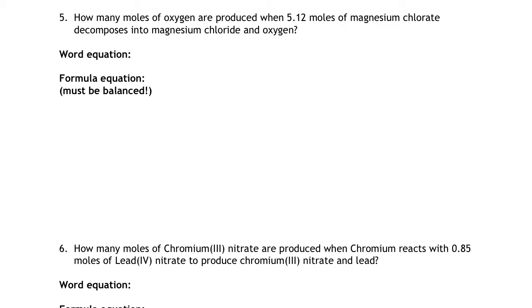All right, so I'm ready to do number 5 here, which is a more complicated equation because it's not giving me the word equation or the formula equation, so I'm going to have to do both. So I'm going to start with the word equation first. I'm going to look at it: how many moles of oxygen are produced, so that's going to be one of my products, when this amount of magnesium chlorate decomposes, which means breaks apart, into magnesium chloride and oxygen. So let's write this word equation first.